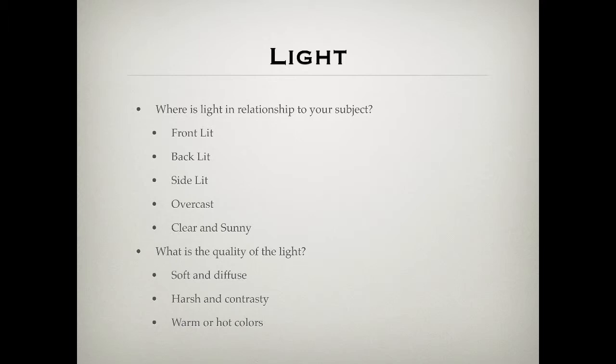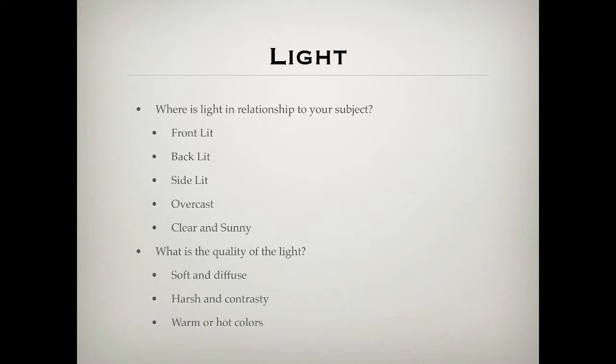So in thinking about light and using it creatively, where is the light in relationship to your subject? Is it front lit, back lit, etc.? Front lit means I'm looking at the subject, the subject's in front of me, and the light is coming over my shoulder. So it's lighting the front of the object. Backlit means I'm looking at the object, and the light source, the sun typically, is behind the object. That's backlit. And then, of course, side lit means exactly that. The light is coming from one side or the other.